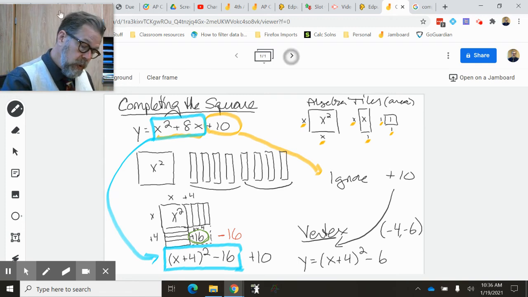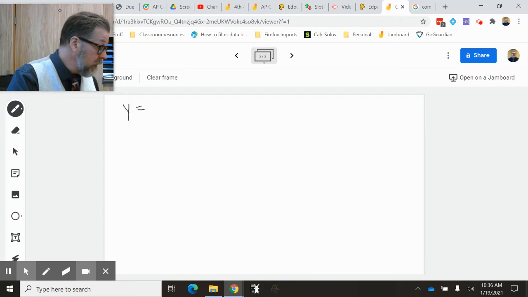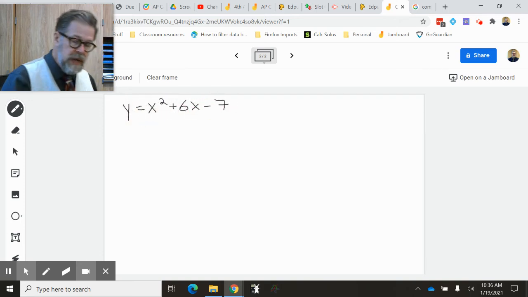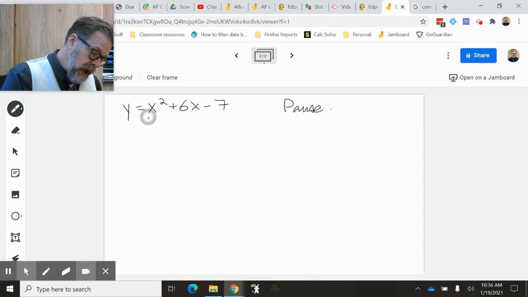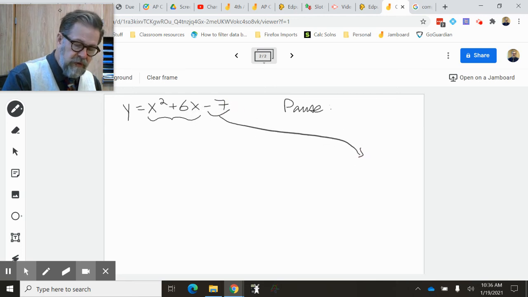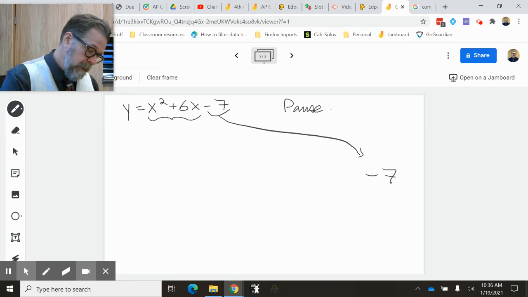Let's do one more example. y equals x squared plus 6x minus 7. Why don't you go ahead and pause the video and write this in vertex form? Okay. So what I am again going to do is take that minus 7 and shove it off to the side and ignore it for now. And I'm going to make a square out of the x squared plus 6x.